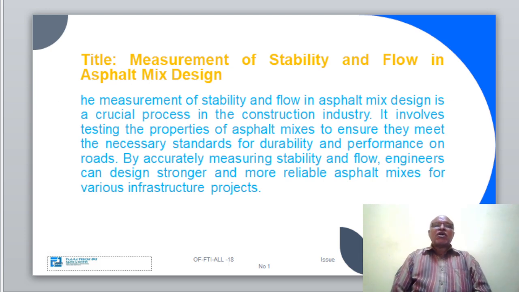Stability is typically measured using the Marshall method, which involves compacting a sample of the asphalt mix at a specific temperature and load. The stability value is calculated by determining the maximum load that the sample can withstand before failure, and a higher stability value indicates better resistance to deformation. Flow measurement.